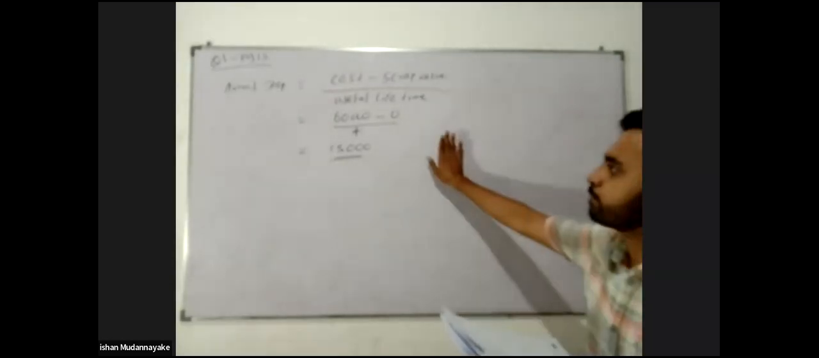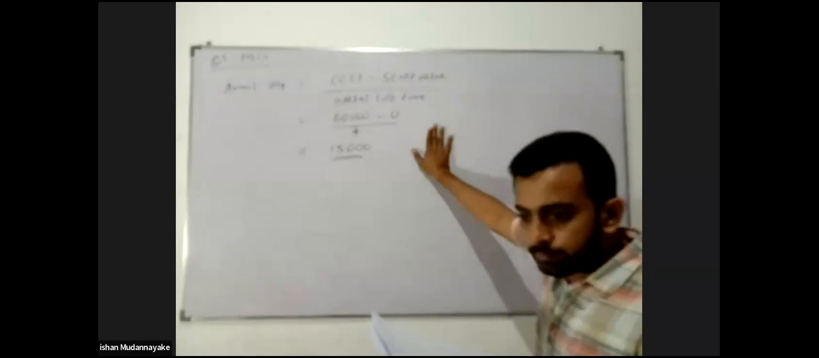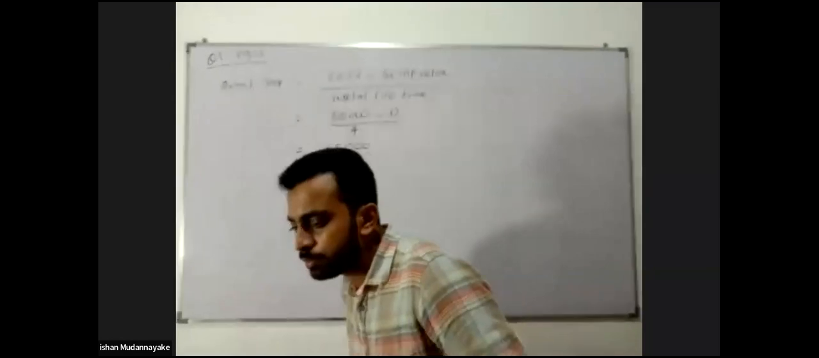Annual depreciation 15,000. Okay, then clear. Finished. Inosh, is it okay? Is it okay? Okay, right. Ramesha, is it okay? Is it clear? Yes, sir. Yes, you're right.